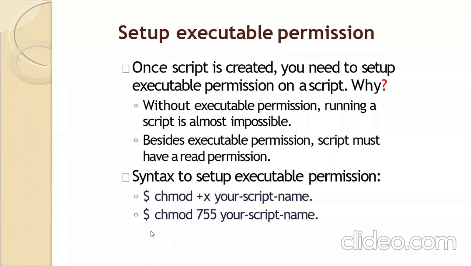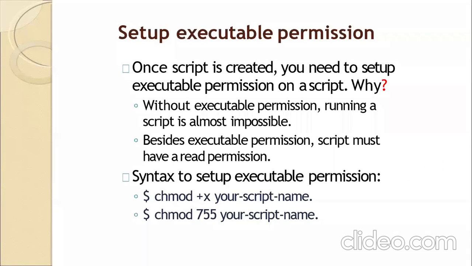For that purpose, we have the command chmod, change mode. The command is chmod to change the mode of the file, plus x and your script name. Script name means your file name, myscript.sh. Our second command is chmod 755 and your script name, which is your file name, myscript.sh.